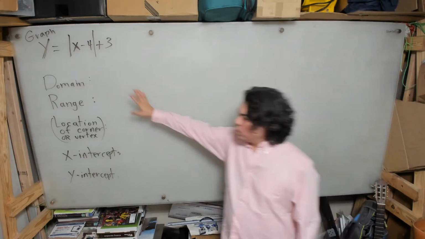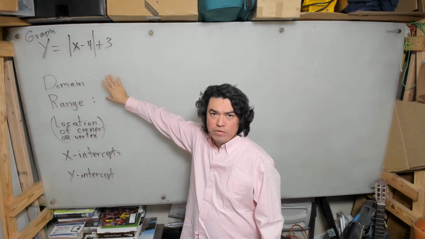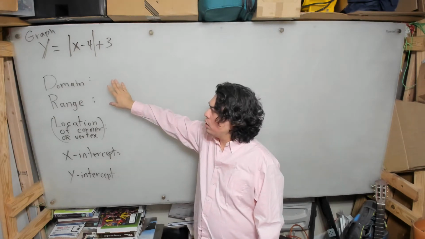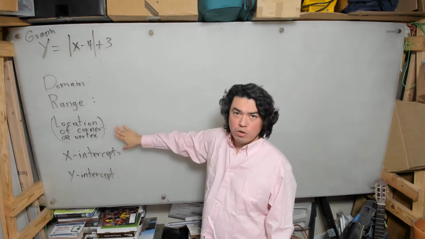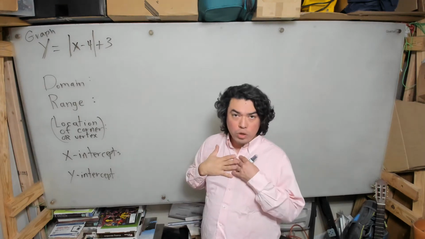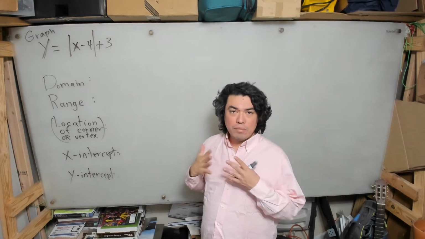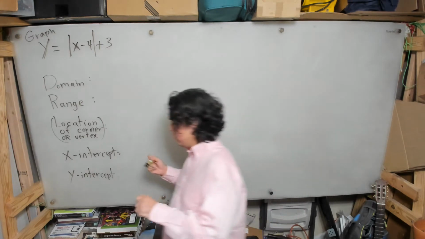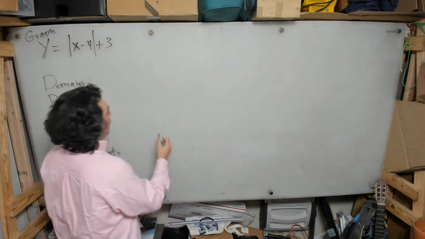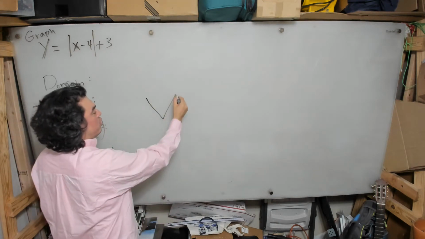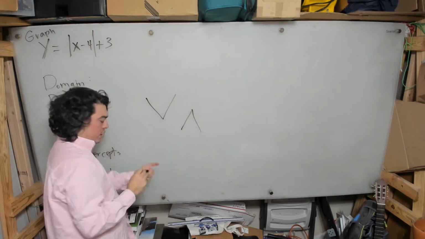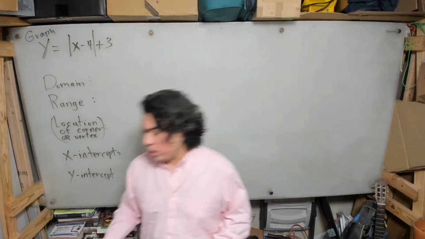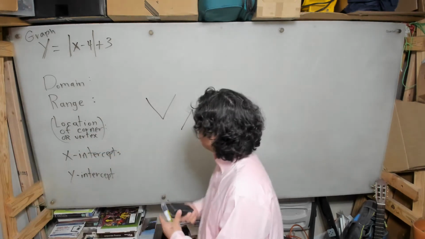These are the items that are always going to be of interest to us when we're graphing: domain, range, and in the case of absolute value, the location of the corner or vertex. I like to call it a corner, but I know that some people like to call it a vertex. Basically, as you know, the absolute value graph is going to look like this or like this, and that corner point is going to be the corner or vertex. We're going to find it right now.